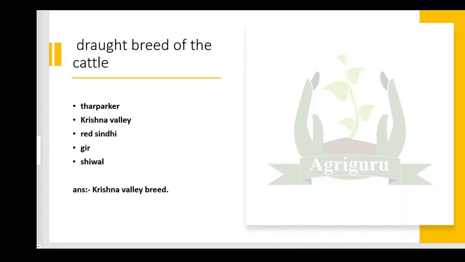Drought breed of the cattle. You can do it actually by elimination method. Look, Gir, Sindhi and Sahiwal, both are milch breeds. And Tharparkar, as you know, is a dual purpose breed. So the rest one is Krishnavali. And Krishnavali breed is a drought purpose breed.